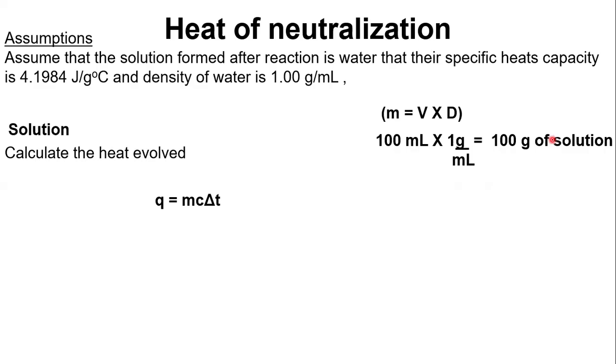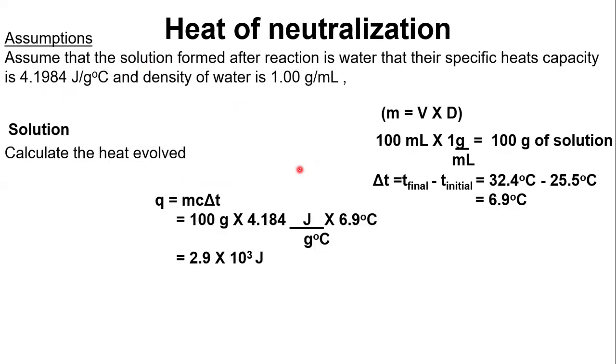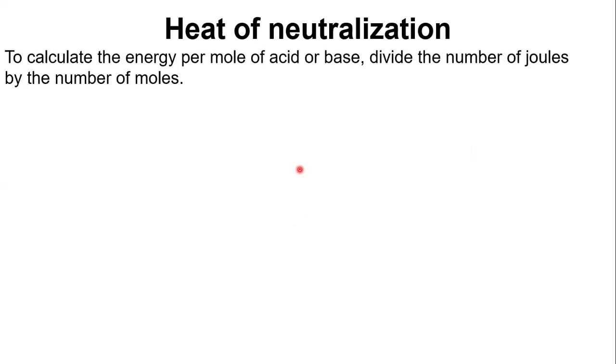Now, after getting this one, we have to find the change in temperature, because the C has been directly given in the question. Now, the initial temperature was 25.5 from the question. Final temperature was 32.4. So it's just a subtraction, right? We do a subtraction, we get 6.9 degrees Celsius. We put the figures in this equation, and that will give us 2.9 times 10 raised to the power 3 joules, right? So this is the heat transferred.